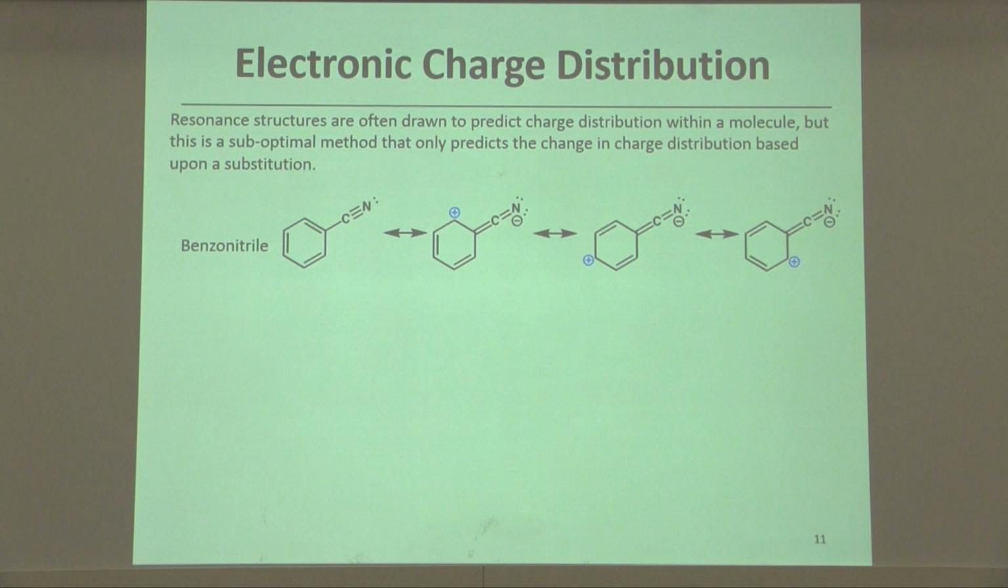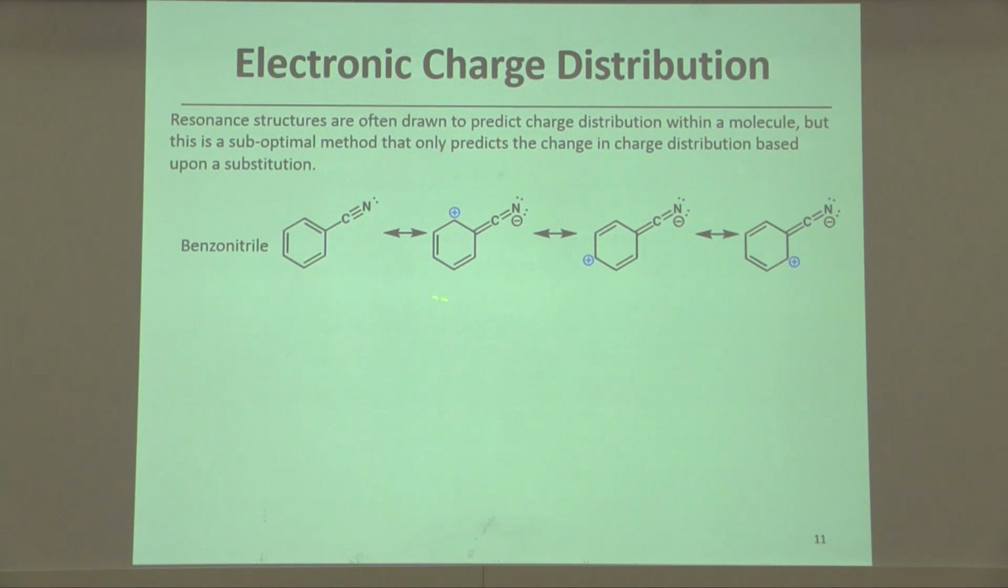In addition to our NBO type analysis, we can also use a more simplistic resonance structure approach to predict the charge distribution in this molecule. The cyano group is electron withdrawing. It has a pi system that can overlap with the pi system of the aromatic ring. And the highly electronegative nitrogen is actually able to draw electron density off of the ring.